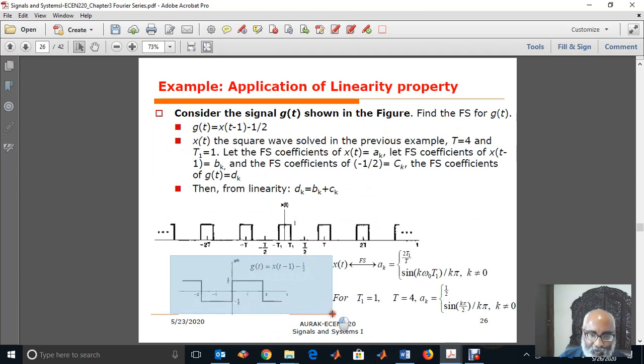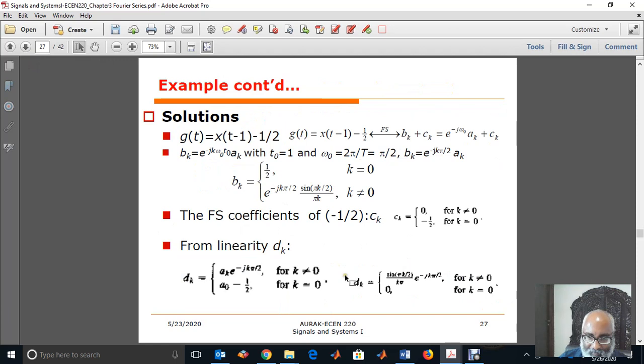Okay, what you will do, try to find it directly by applying the formula. That means you find a_k equal to 1 over T times the integration of g of t times e raised to minus j k omega naught t dt, taking one period from 0 to 4. Do the integration and prove that the result is the same as this, which we found using the linearity property and the time shift property. The two are the same.